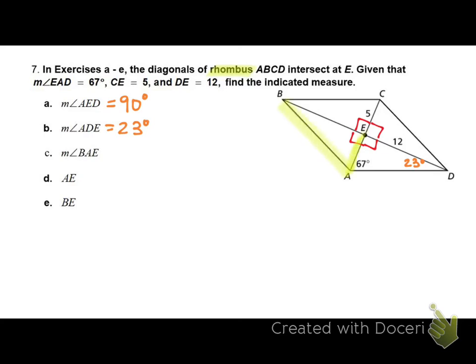BAE is in a rhombus. It's going to be 67. Reason being, the diagonals cut the angles in half. So A was cut into two congruent halves. 67 on the right, 67 has to be on the left as well. AE, is it a side or a diagonal? It's a diagonal. Diagonals are cut in half, so what's the length of AE? 5. And BE, is it a side or a diagonal? It's a diagonal, so it will be 12.